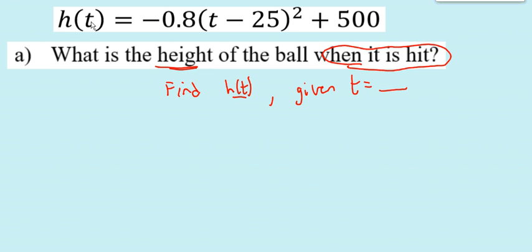Well, this formula only starts occurring when the ball is hit. So the ball is hit when time equals 0, because that's the moment the ball starts flying in the air, which is the moment that this equation starts to measure the height. So this question is saying, let t equal 0 and solve for height. So it's purely just straight up algebra: sub 0 in here, and then follow order of operations to get your height. Okay, I know how to do that one.